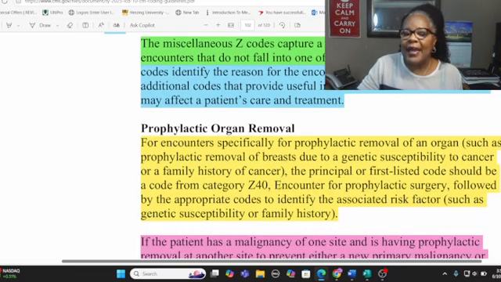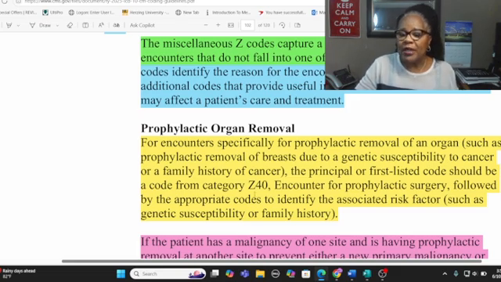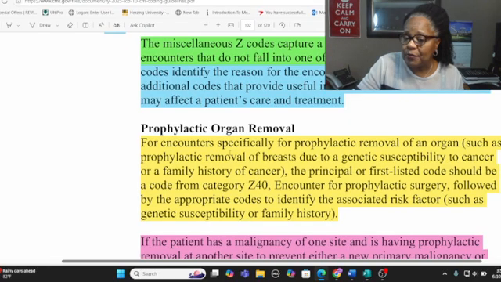It says here, for encounters specifically for prophylactic removal of an organ, such as a prophylactic removal of a breast due to a genetic susceptibility to cancer or a family history of cancer, then the principal or first listed code should be a code from category Z40, encounter for prophylactic surgery, followed by the appropriate code to identify the associated risk factor, such as genetic susceptibility or family history. So again, looking at this, if the patient's coming in, there is nothing wrong with this patient.